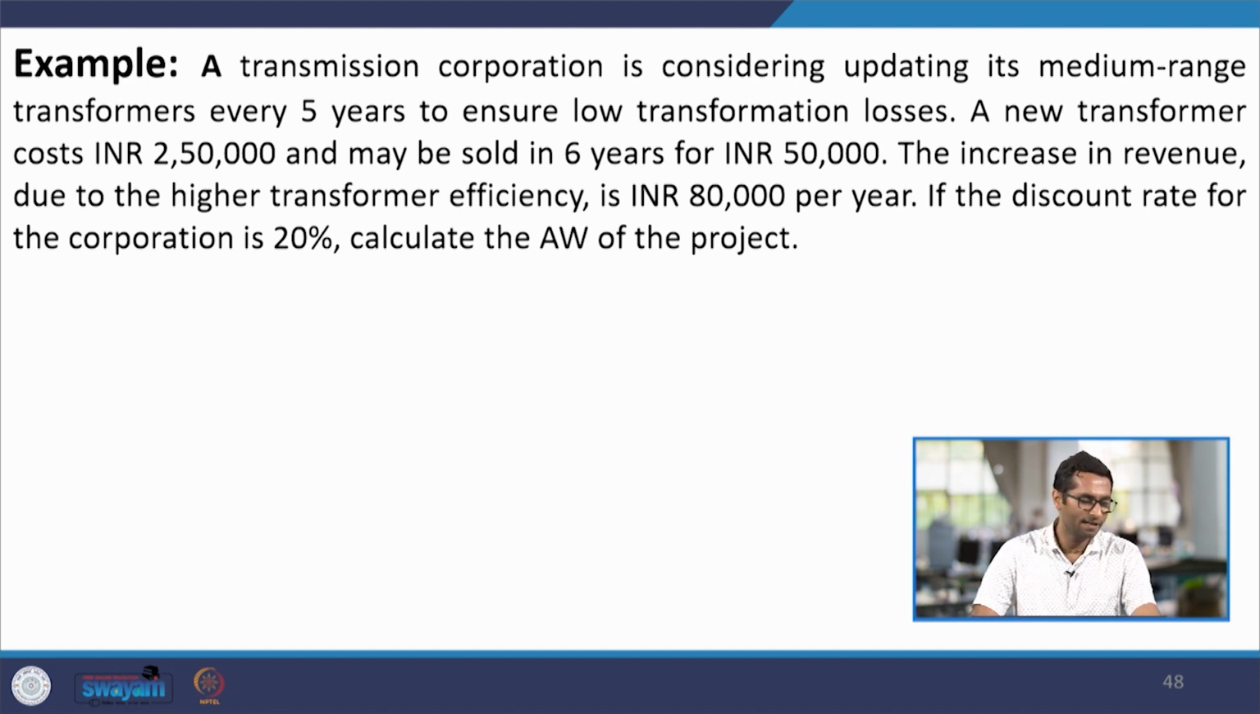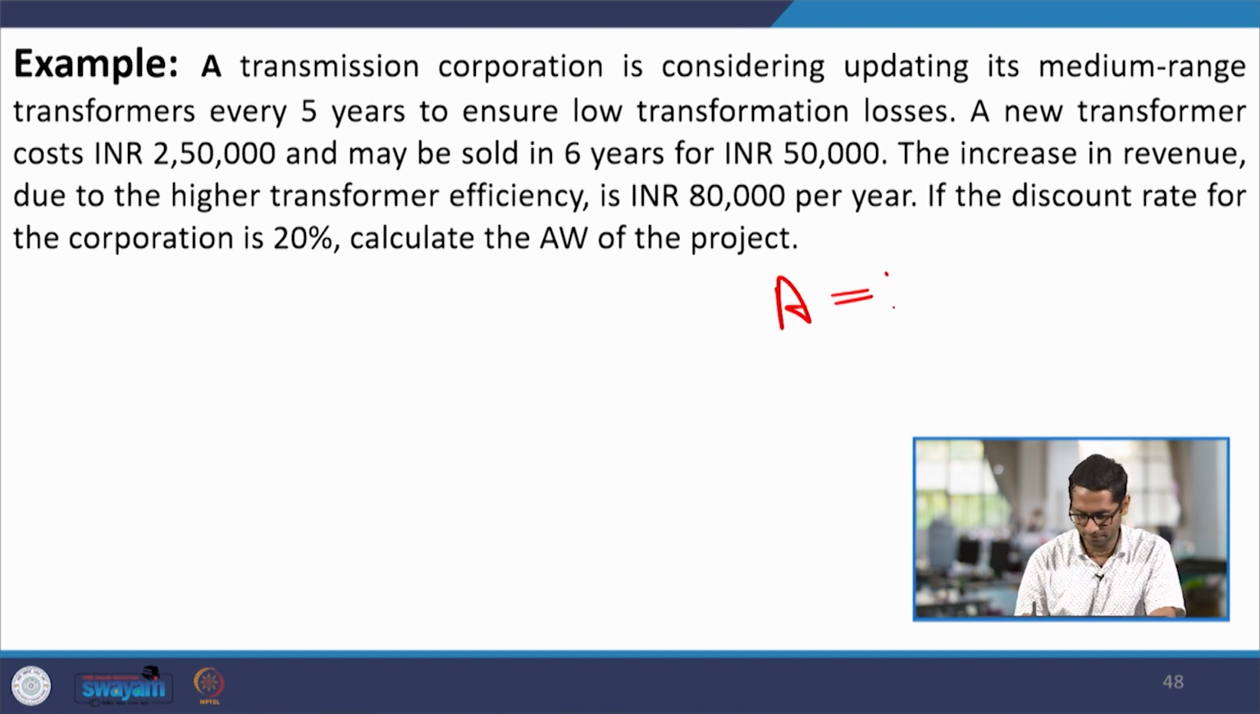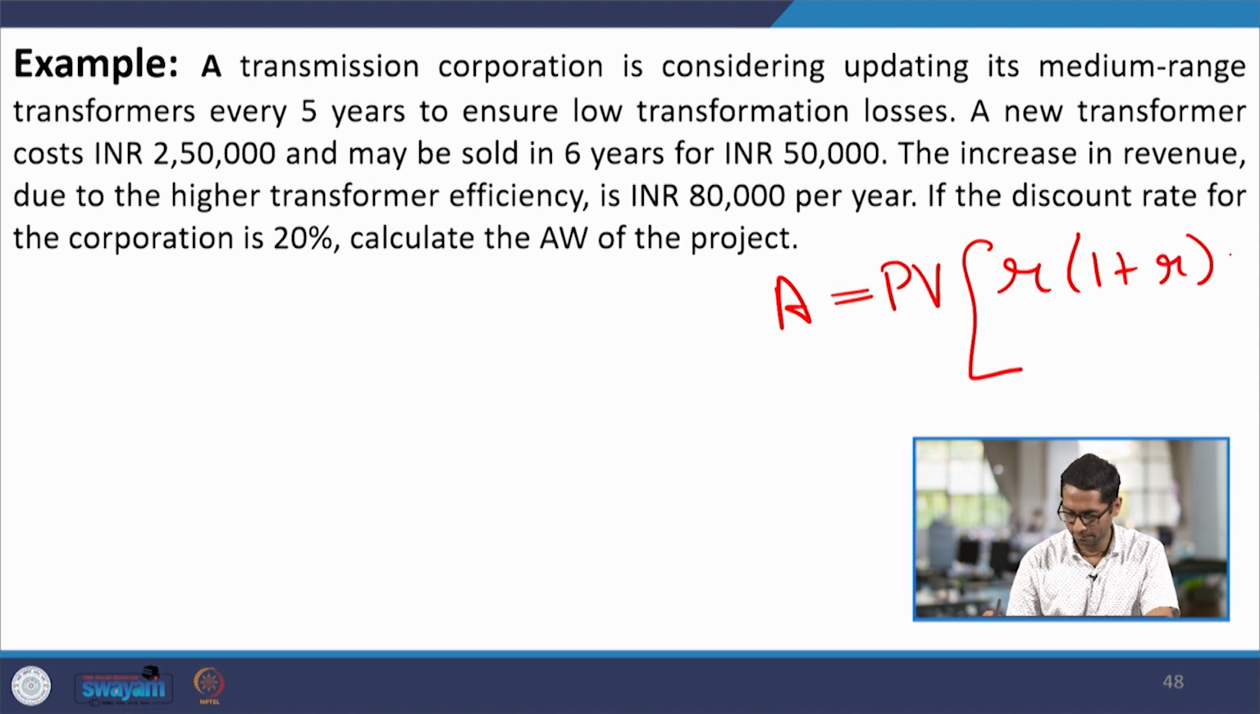So the formula that we would be using for converting the present value to the annual worth, if I am talking about the annuity, would be the present value multiplied by the discount rate, again a function of the discount raised to the period n, over (1 plus r)^n minus 1.